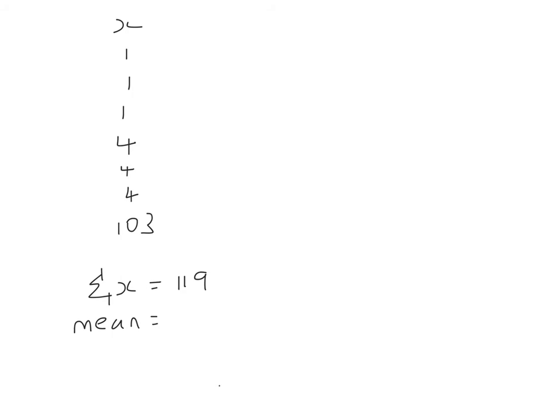So let's think of a better way of setting this out. Let's go back to the first example, where we had 1, 1, 1, 4, 4, 4, 103. When we add up the numbers, and that's the notation, sigma x, that's 119. So the mean is the sum of those numbers divided by 7, which is 17.